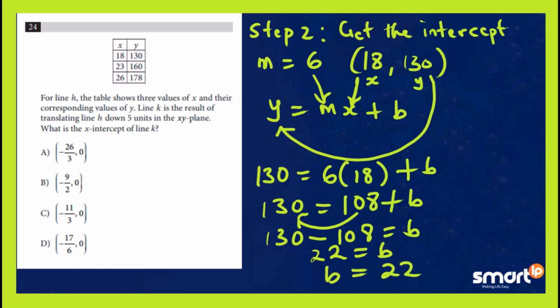Okay, now our step 2, we've been able to get the y-intercept to be 22. So our gradient or slope is 6, and our y-intercept is 22. So we're going to use these two values to write down our equation of line H. Okay, so let's see how we can do this. Our slope m is 6 and our y-intercept b is 22.